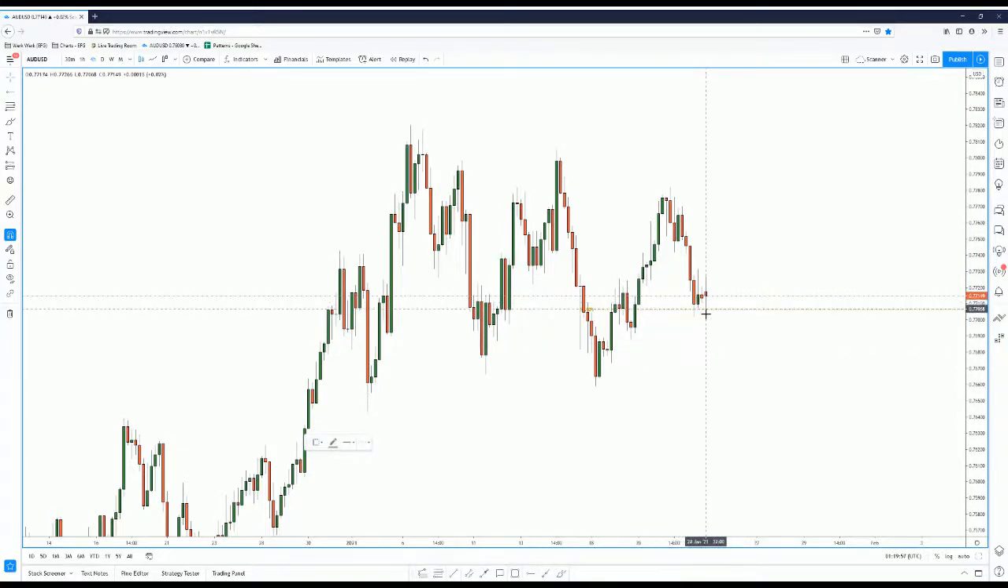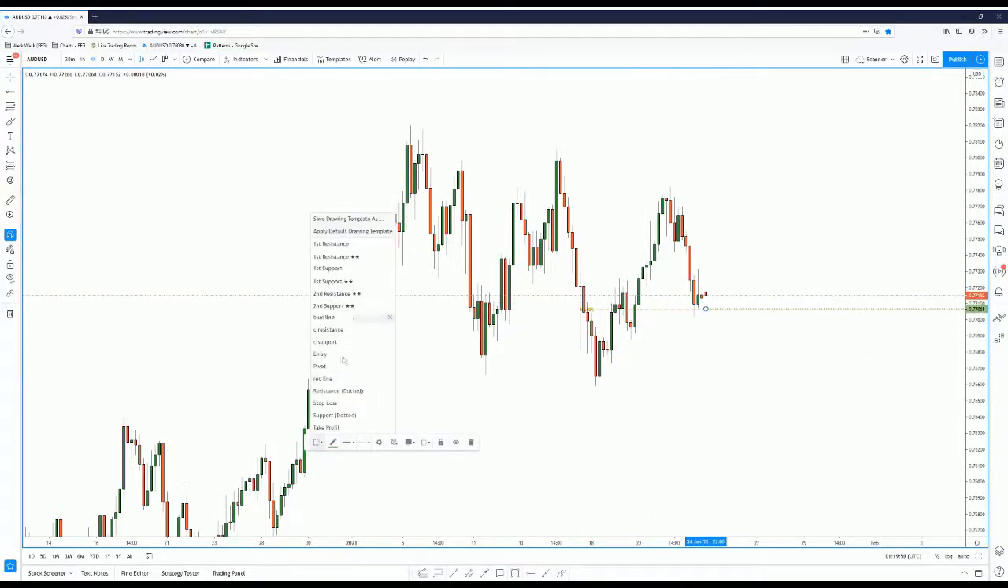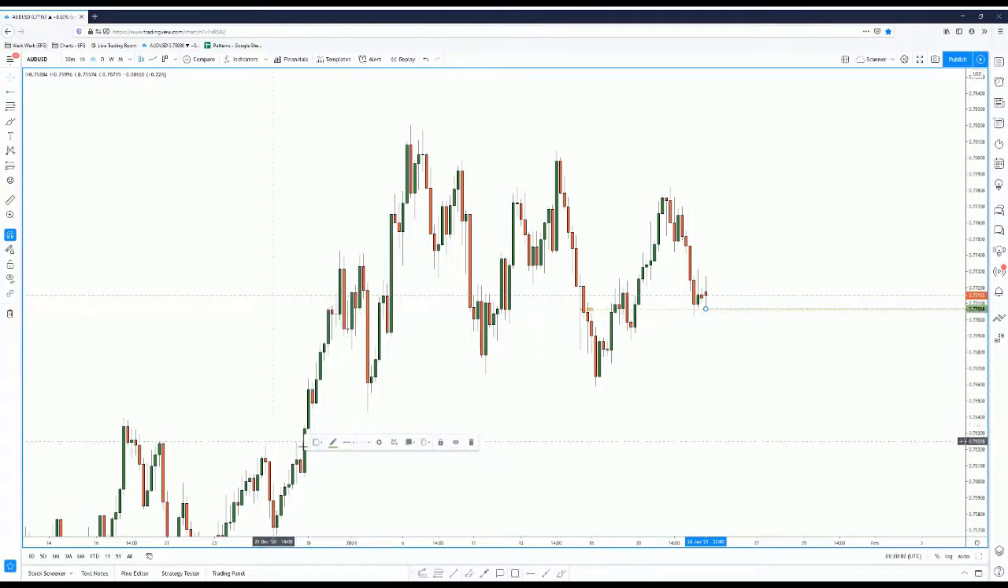So for now I'm just going to put this level over here as a sort of a support. I'm just going to put a support level. Let's just use a blue line. So a support level, a key level. Alright, let's go down to the 1 hour.